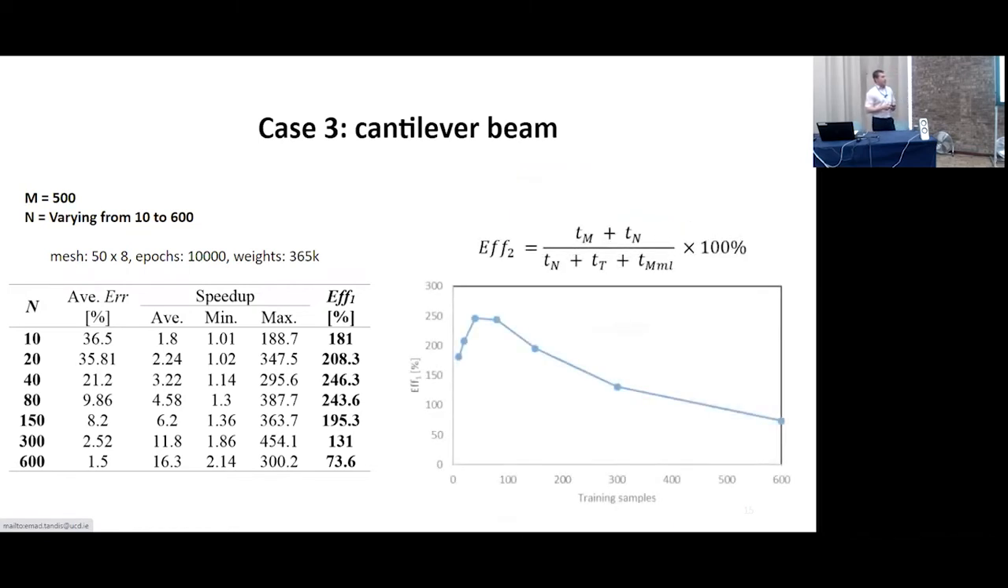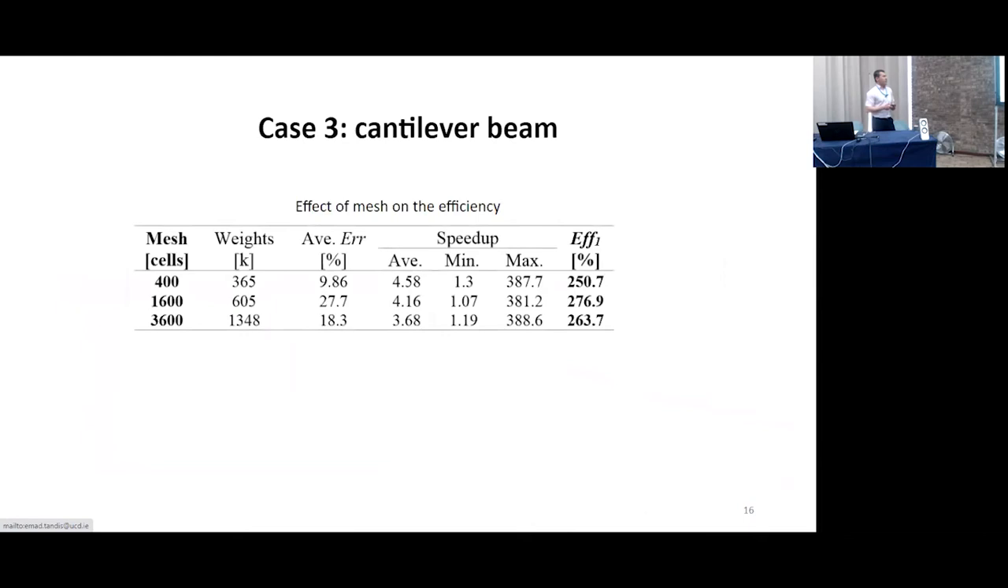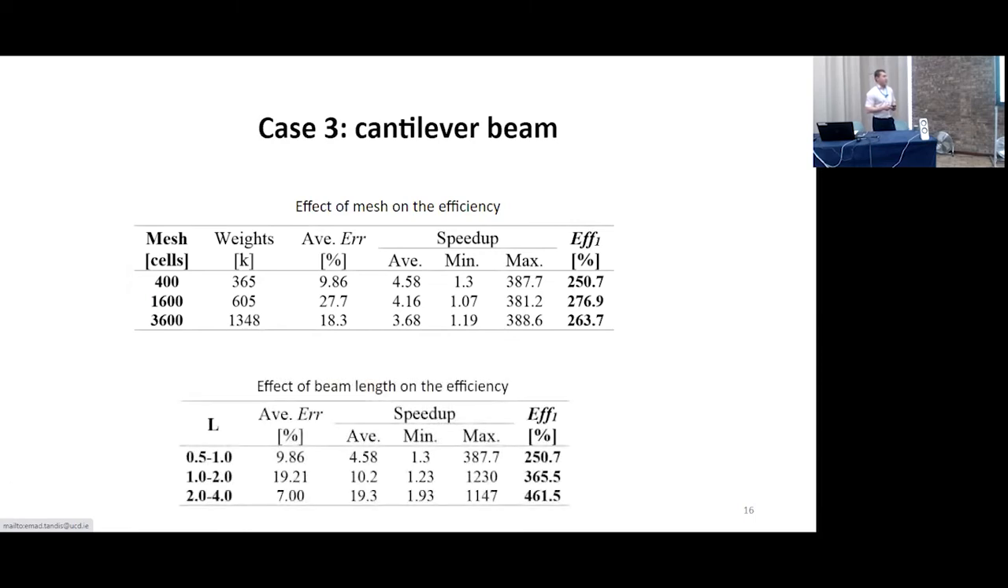So in a diagram, we can see something like this for effectiveness. For 80 samples, as I said, and as shown in the table, we have the best effectiveness. So this is the optimum point. Also, we have used such a model for different sizes of mesh to make sure that it works with different sizes of mesh, not just the coarse mesh. And we have seen the same behavior, sometimes better, sometimes worse, but more or less about 250% effectiveness.